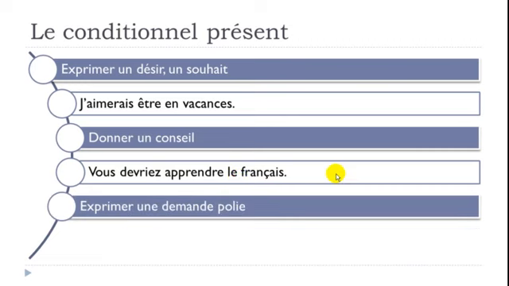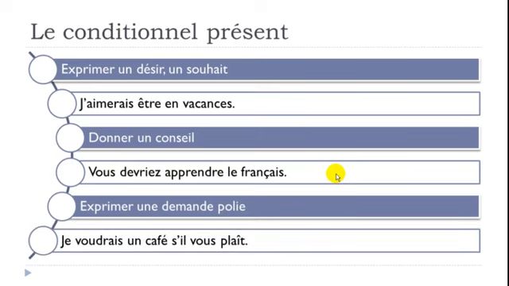And then if you want to ask something politely, that's the tense you should definitely use. And especially if you go in a coffee restaurant or if you go in a shop and you want to ask for something, then use this conditional form. I mean, trust me, it's quite important. Okay? Je voudrais un café, s'il vous plaît. Okay? So let's read them one more time. J'aimerais être en vacances. Vous devriez apprendre le français. Je voudrais un café, s'il vous plaît.